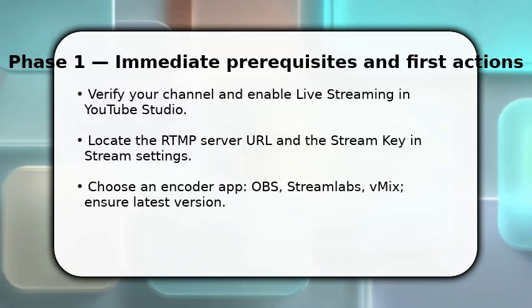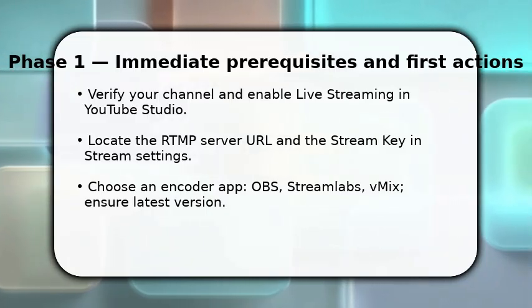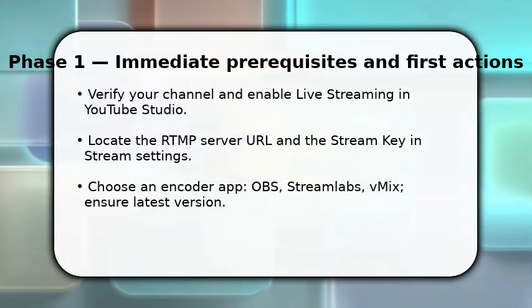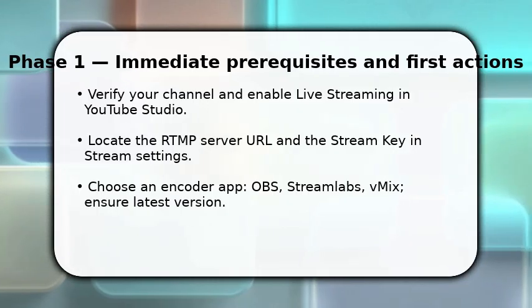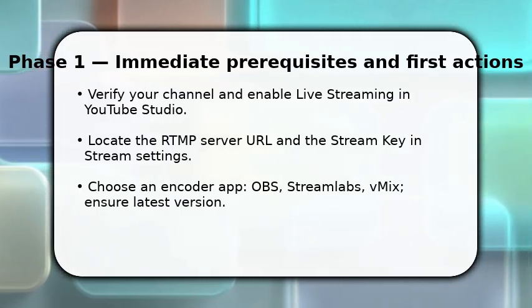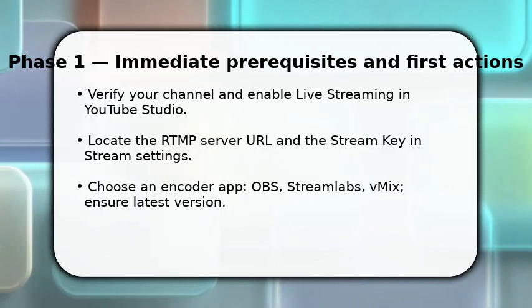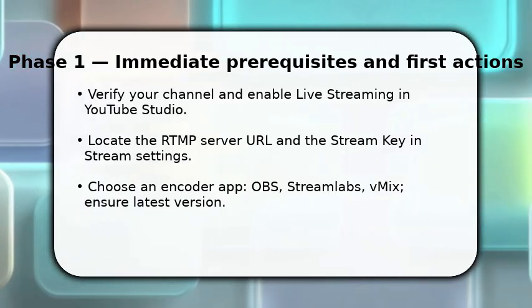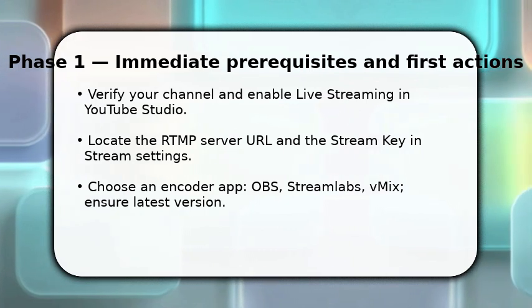Then pick an encoder like OBS, Streamlabs, or vMix and install the latest version. Once installed, open the encoder and go to Settings. In Settings, find Stream and choose Custom or YouTube as the service. This gets you ready for configuration immediately.